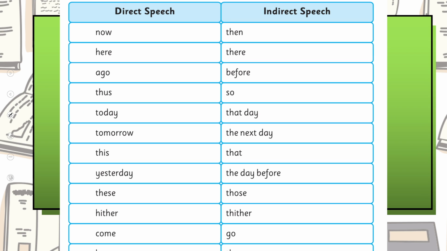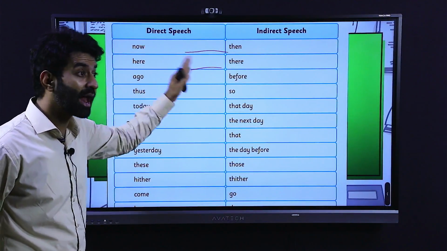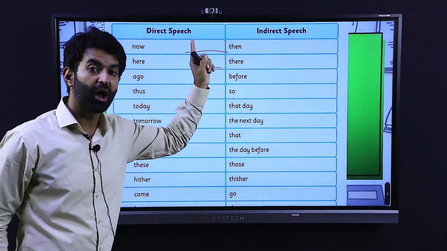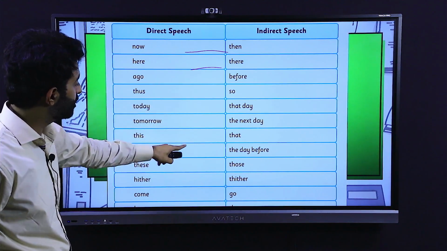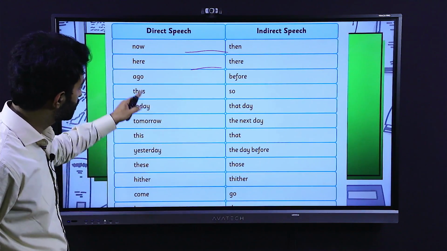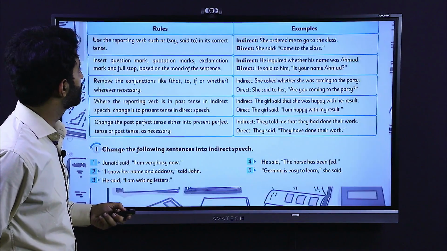All right. These are all the words that you find in your direct speech, and this is how you convert them into your indirect speech. Now, if you have now, then it will become then. If you have today, it will become that day, where you heard that, or the day you are talking about. Yesterday will become the day before. So these are all the conversion words that you need to take care of.